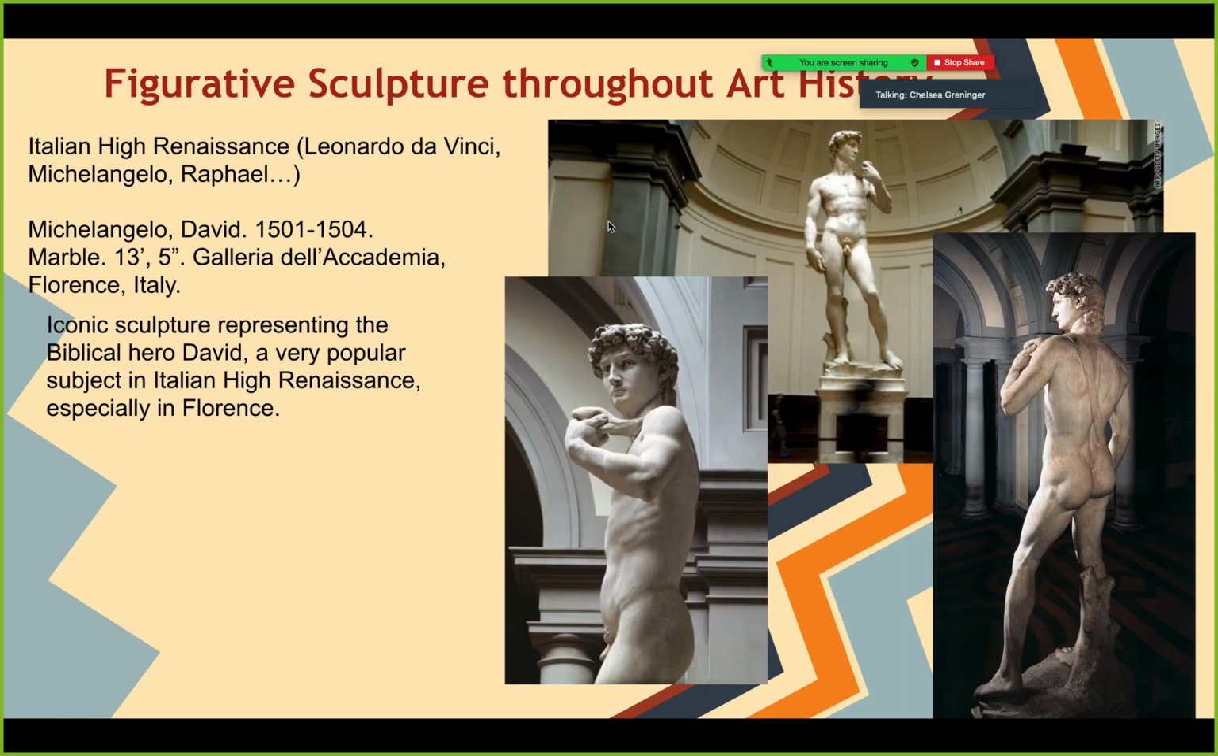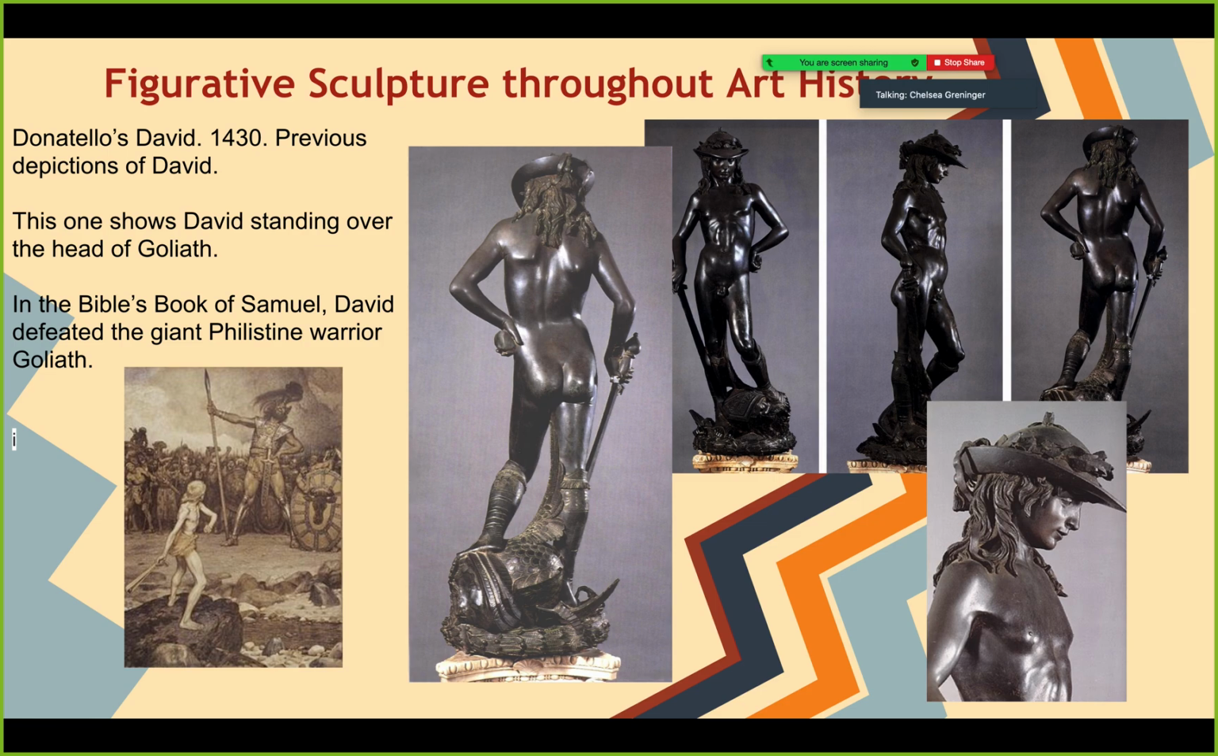So I wanted to show you more examples, different angles here, of the David sculpture. So this is Donatello's David from 1430 CE. This is a previous depiction of David. This one shows David standing over the head of Goliath. This is a story in the Bible where David chops off the head of the giant Goliath.